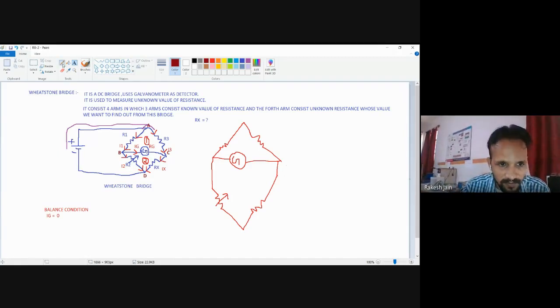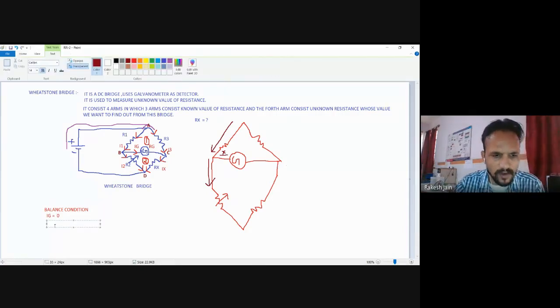So see very carefully during the time of balance condition. From here the I1 current enters. But here the galvanometer current is zero. There is no current in the galvanometer at the balance condition. It means this I1 current completely flows here, not divided into two parts. So during the balance condition, I1 and I2 are not two different things. They are actually the same. So I1 equal to I2 will happen at the balance condition, because the galvanometer current will be zero automatically.